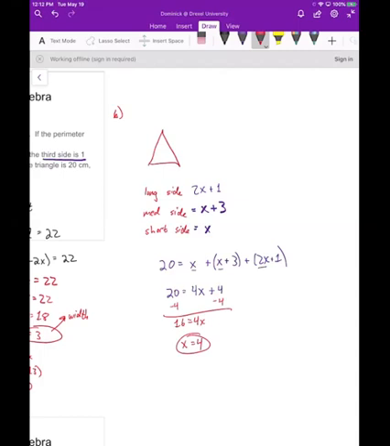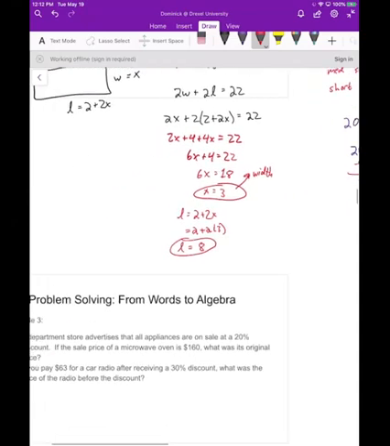And again, this is just the shortest side. The shortest side we now know is 4. So the middle side is x plus 3, or 4 plus 3, which is 7. And then the longer side is 2 times x, so 2 times 4, which is 8, plus 1, so we get 9. So those are the dimensions of the triangle. That's one where you can draw a picture to help us.